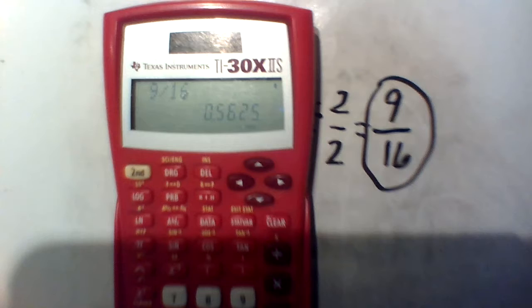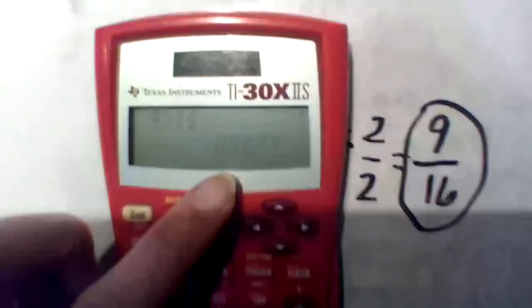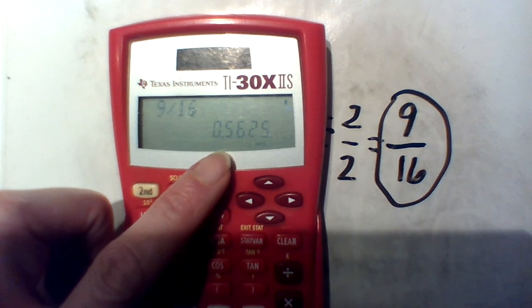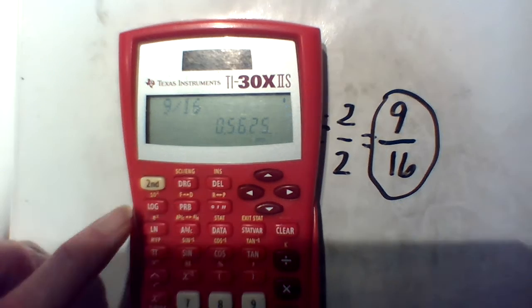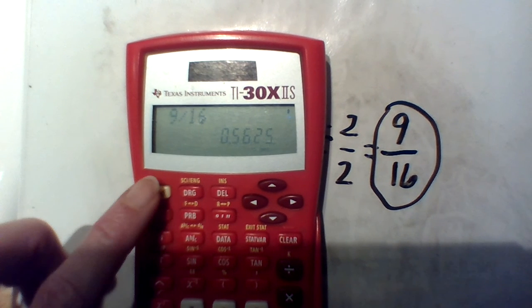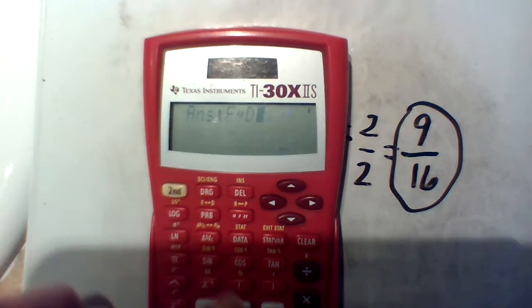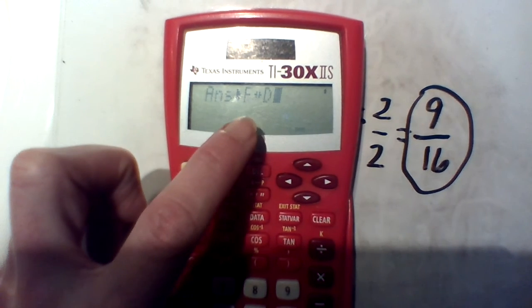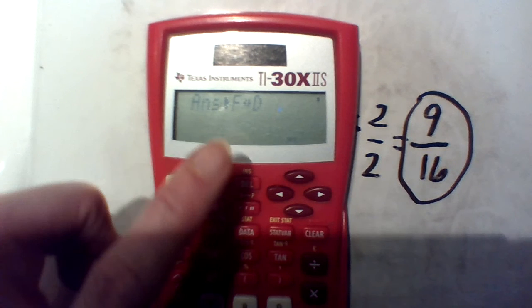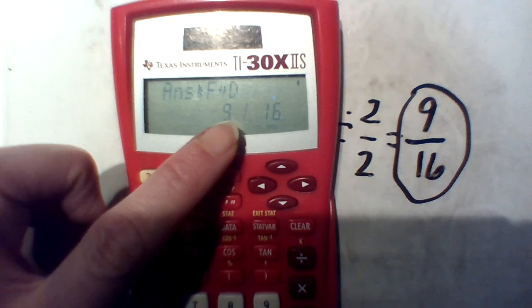Now, here's what it's going to give me when I put it in. This is the decimal form. So remember, if I want to convert, I want to use my second function, fraction to decimal. You'll see it like that. And notice it says answer, because that's what was in. And then remember, I'm hitting my enter key. And it's going to show me 9 over 16.